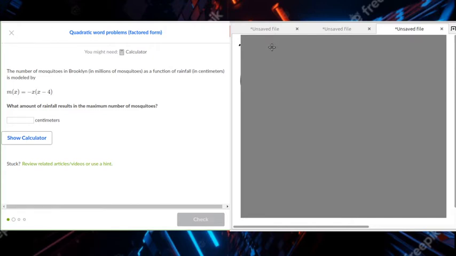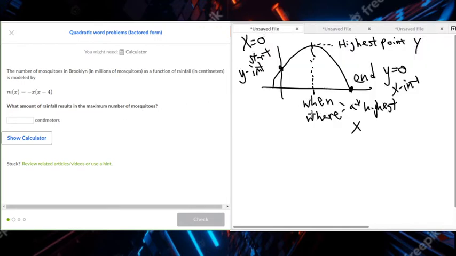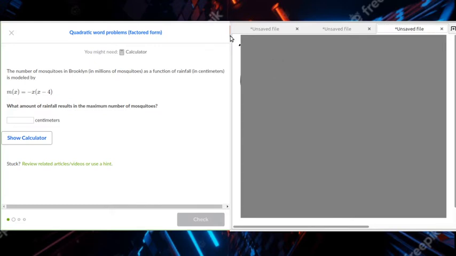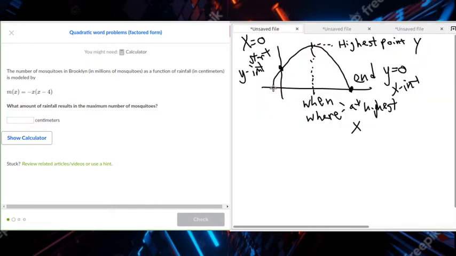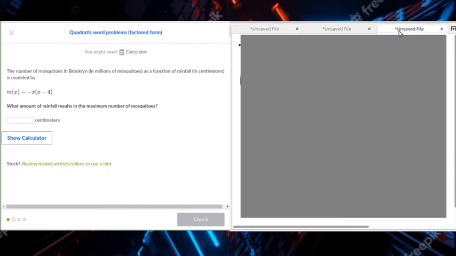And the question is, what amount of rainfall results in the maximum number of mosquitoes? So again, what amount of rainfall, how much rainfall, where do we get the highest point? So what we want is that x value right here. Okay. So we're going to find the x-intercepts in these two places, so we can figure out what the x value of the vertex is.